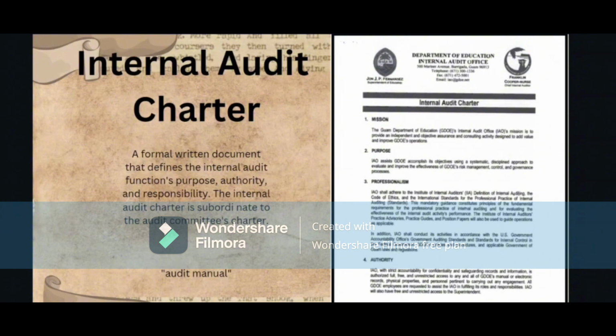And then, as stated here, the internal audit charter is a formal written document that defines the internal audit function's purpose, authority, and responsibility. The internal audit charter is subordinate to the audit committee's charter. Why so? Because the audit committee also has its own charter. It guides the two roles, the internal audit and the audit committee, so they know their separate roles and keep their independence. It is subordinate because the audit committee's charter and the internal audit charter should support each other and should not contradict.